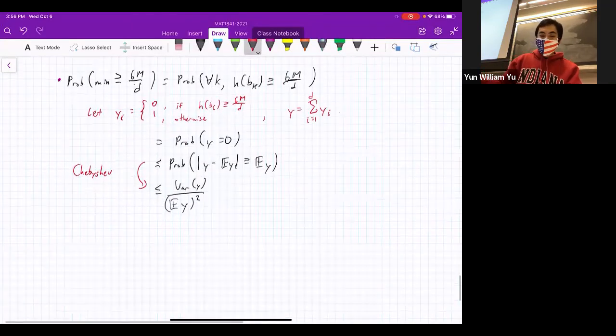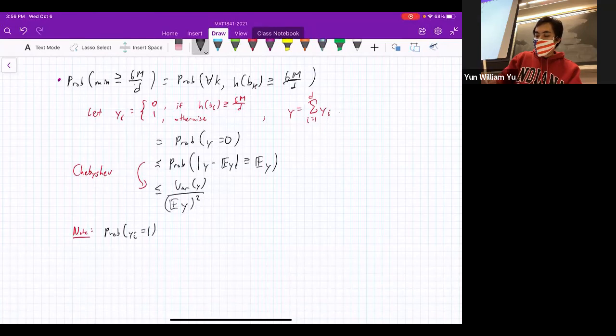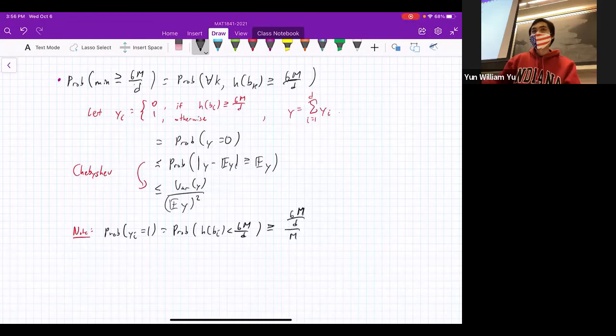Of course, now we need to compute these things. So note that the probability that yi is equal to 1 is equal to the probability that h of bi is less than 6m over d, which is greater than or equal to 6m over d divided by m, because those are all the different possibilities. That's equal to 6 over d, which implies that the expectation of yi is greater than or equal to 6 over d, and the expectation of y is greater than or equal to 6.